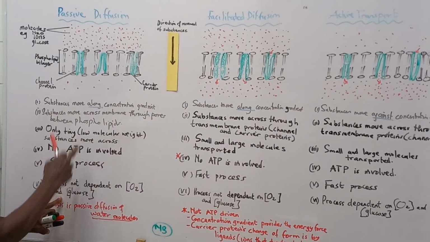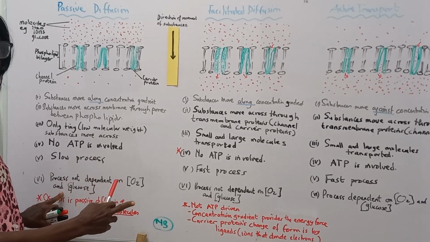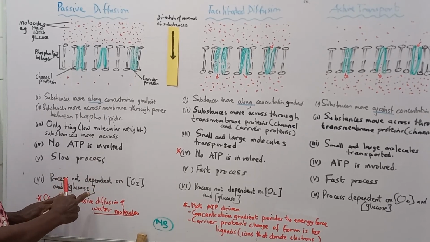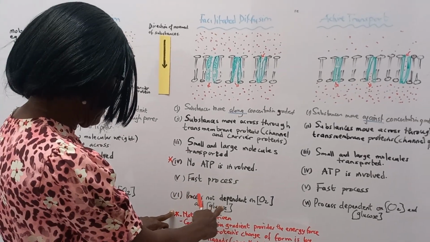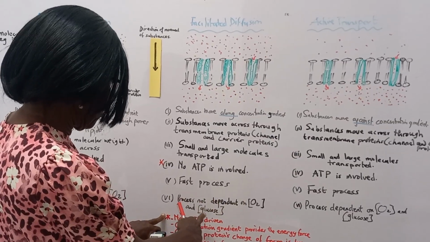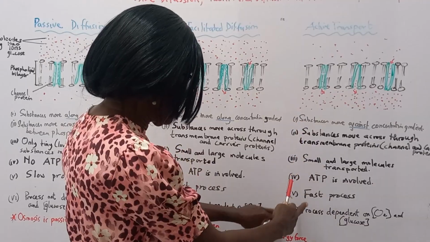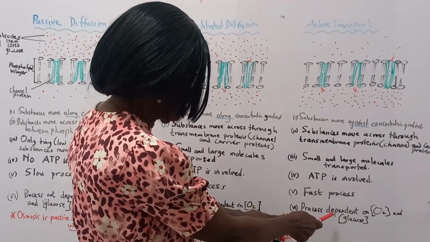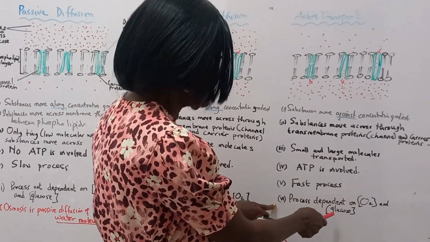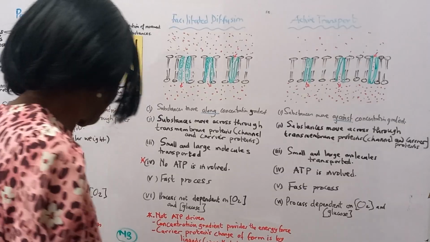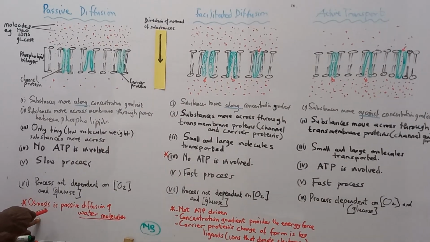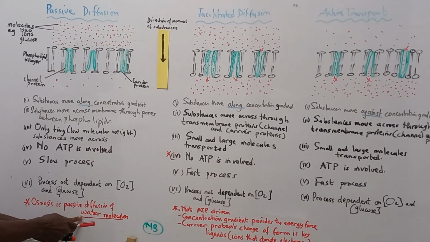And then passive diffusion does not depend on oxygen concentration or glucose concentration. This also does not depend on oxygen concentration or glucose concentration because ATPs are not involved. But here, ATPs are involved, and so it depends on oxygen concentration and glucose concentration. Now, note that osmosis is passive diffusion of water molecules.